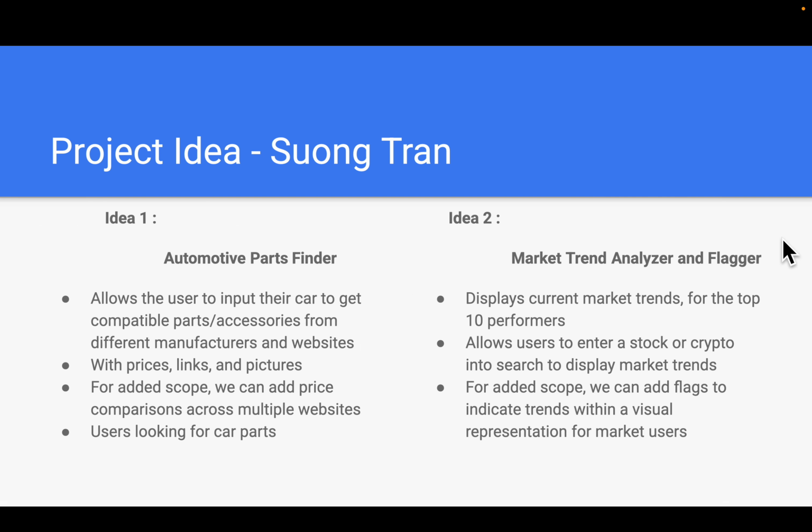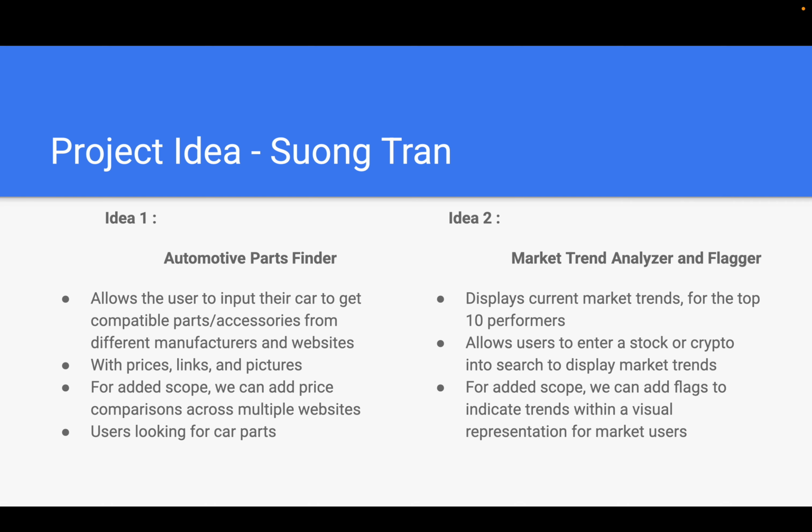And for my idea, I had an automotive parts finder that allowed users to input their car type to get compatible parts, accessories from different manufacturers and websites, and provide prices, links, and pictures. For added scope, we could do a price comparison across multiple websites, and this is built for users looking for car parts.